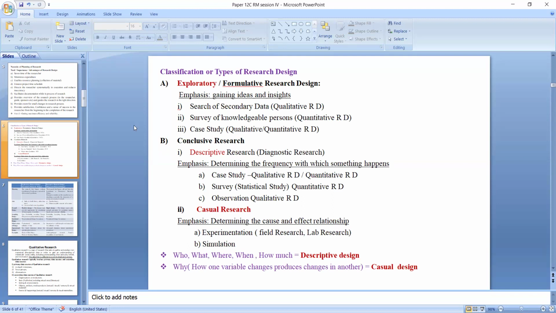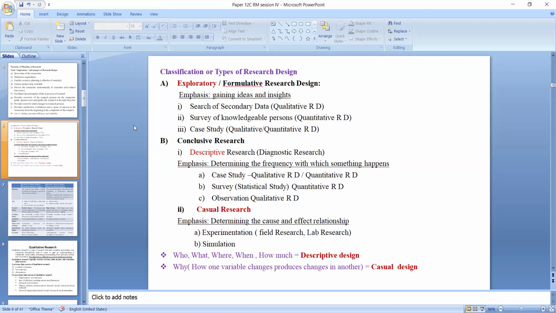Now the second one under conclusive: causal research. Remember, it is not casual, because in the recent exam, when I checked the papers, I found in one paper it was written casual research and explained for 1 page. It is not at all casual, it is causal. You will remember cause and effect relationship. We do research for establishing this cause and effect relationship because this effect is our research problem.